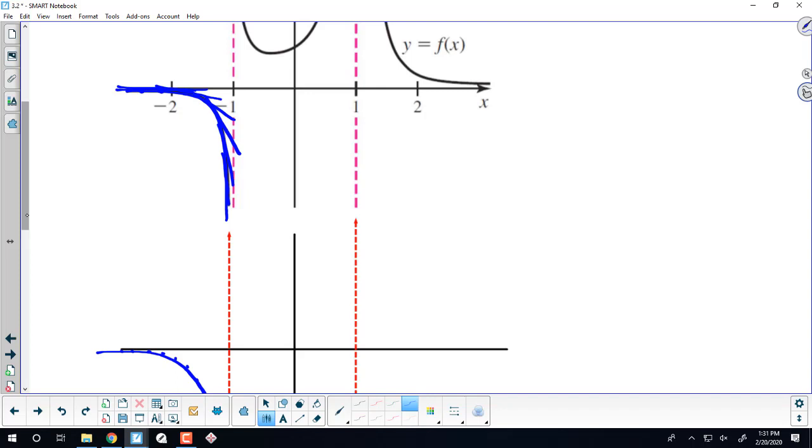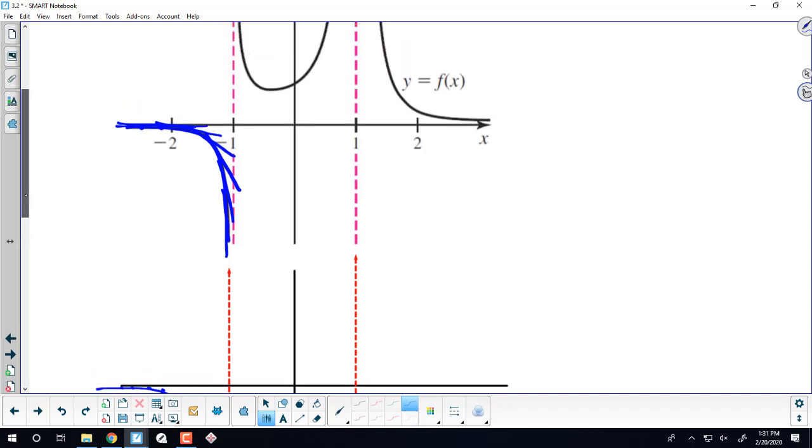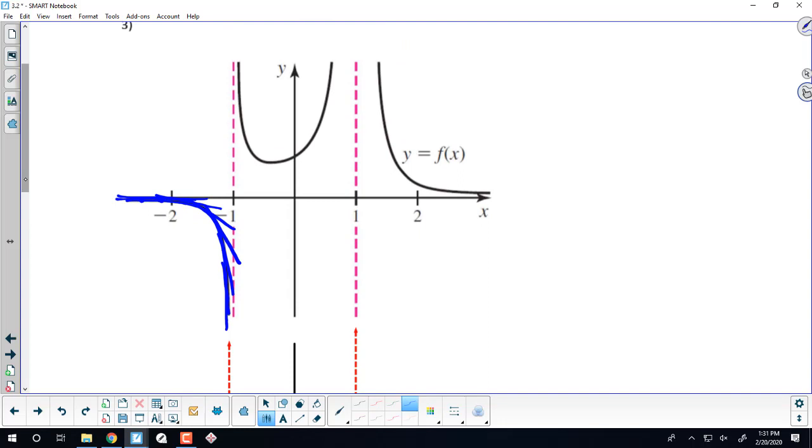Anyone have any questions on that? Yeah. Where do you begin your graph? How do you know where you begin it? Like, why is it below the x-axis rather than above the x-axis? Yeah, so we know that it's below the x-axis rather than above the x-axis.